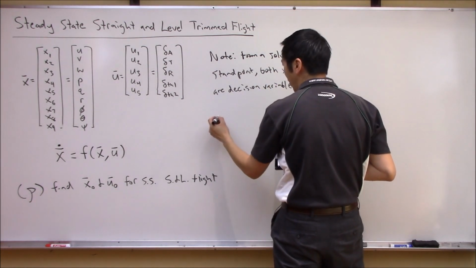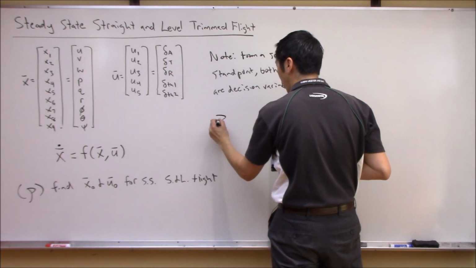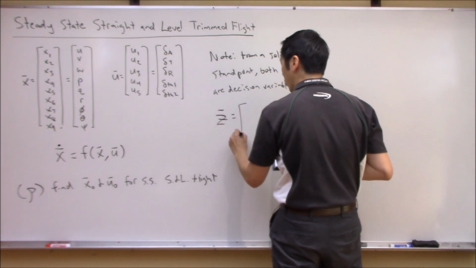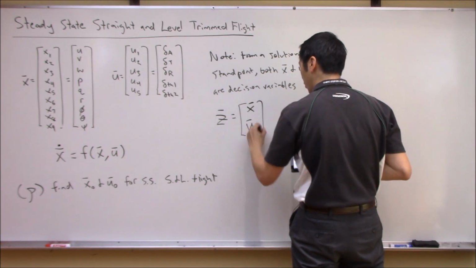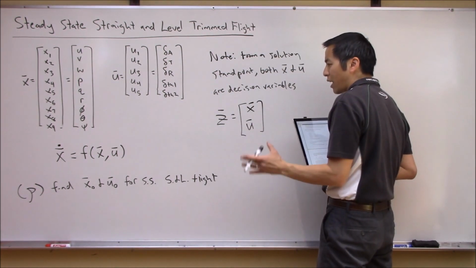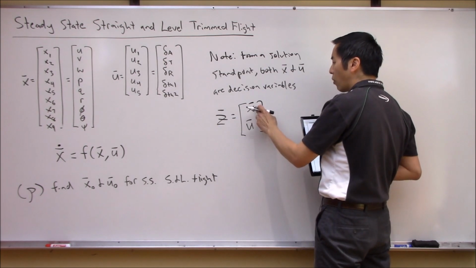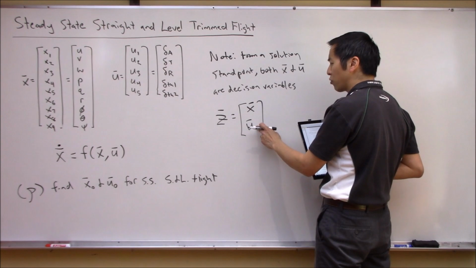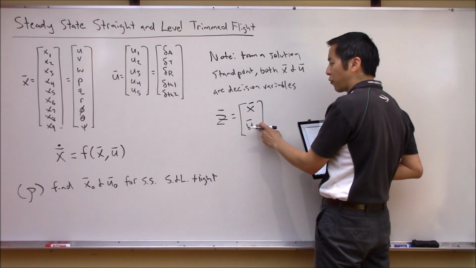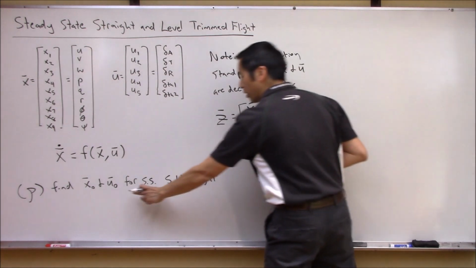So to make our life easier, let's call z our vector of decision variables. Let's just stack x and u on top of one another, right? Because at the end of the day, what we're trying to do is pick these magic 9 values and these magic 5 values. So really, it's just picking 14 magic numbers that will achieve this, right?